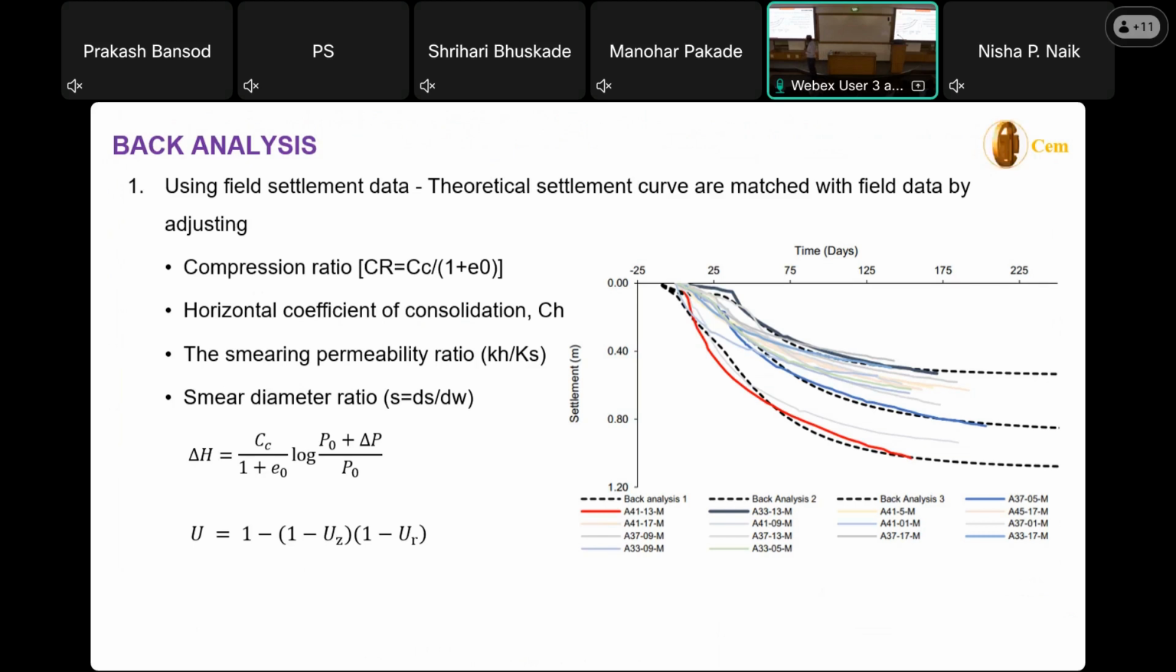Suppose this red dotted line is what we back analyzed, trying to fit the actual curve as closely as possible. With its help, we back analyzed these parameters to come up with the shear values, the compression ratio, and the consideration of Ch, and we have presented them. So this is what we used for the settlement data.